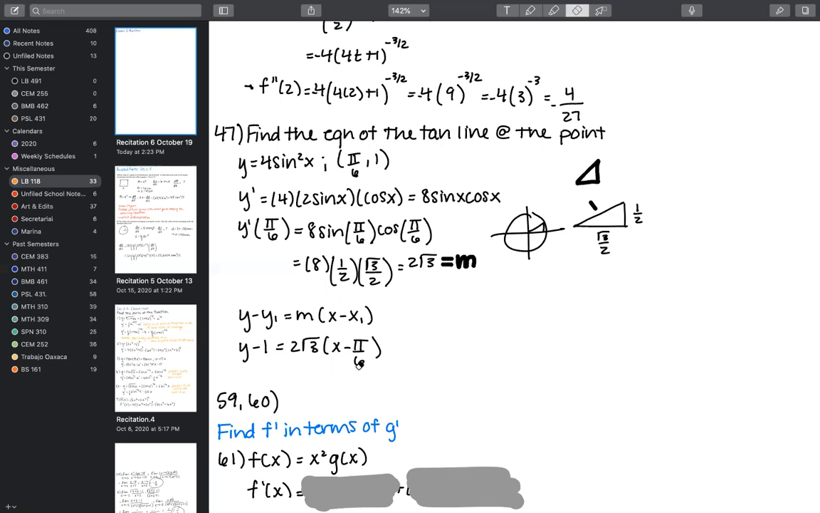Any questions on this one? Do you want us to take that equation and put it into the y equals mx plus b, or are we good to leave it as a y minus y1? I would recommend that you do not put it in y equals mx plus b. Okay, thank you. This is perfectly good.